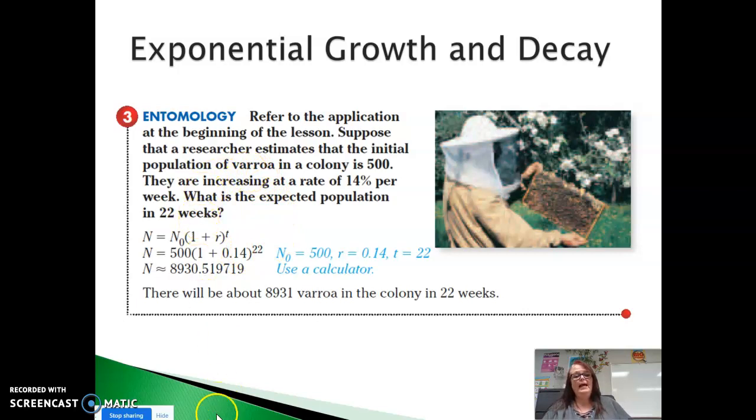And so once we have that all plugged in, you just plug it into your calculator. Now, I wouldn't say 8,930.5 bees because there's no such thing as half of a bee. And so we would round it up and say 8,931 Varroa bees in the colony after 22 weeks.